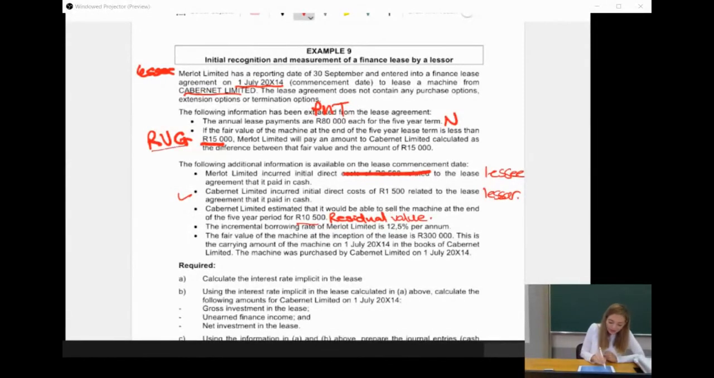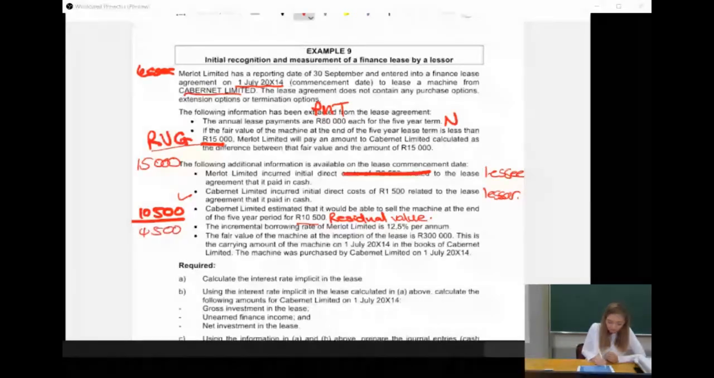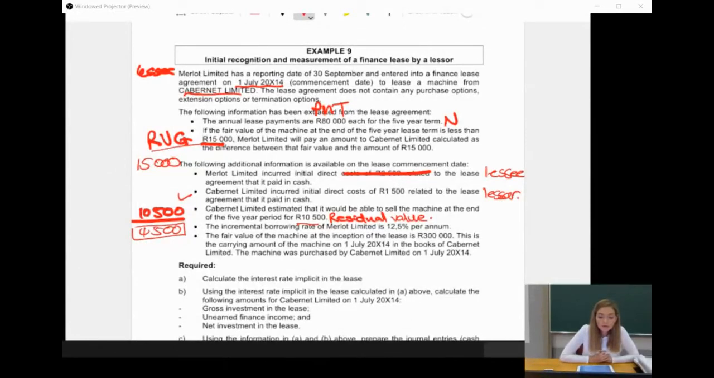Okay, but remember we had a residual value guarantee of 15,000, but we think the residual value is only going to be 10,500. So therefore, there's a difference of 4,500. And what is that 4,500 difference going to be? Okay. So on the chat, what do you think? So residual value guarantee was 15,000, but we think the asset is only going to be worth 10,500. So the difference between the two, what is that 4,500?